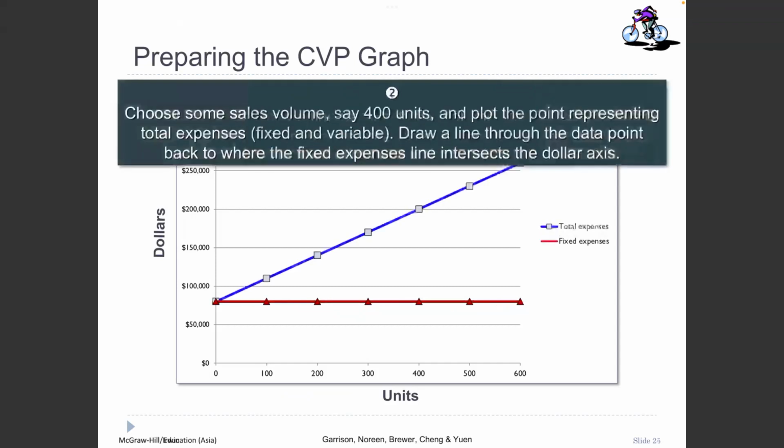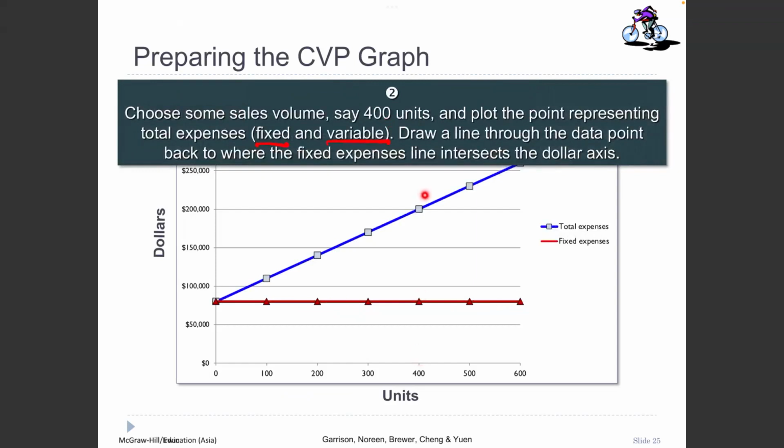And then the second one is you choose some sales volume. Let's say you choose 400 units. Therefore, you plot the point representing total expenses. You need to add up your fixed and the variable expenses. Then you draw a line. Okay, so let's say at 400 units here, the total expense is at 200.